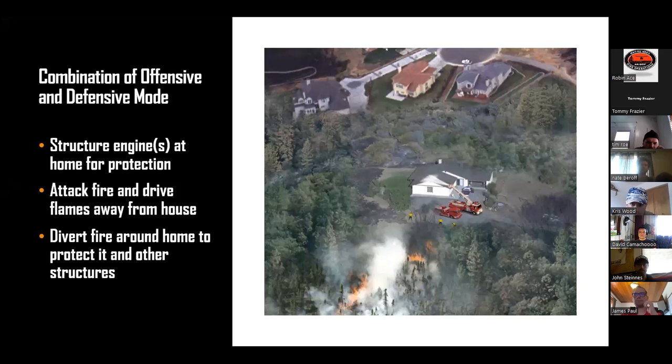So here's a little combination of both of them. The engine is protecting the home. They're putting water on top of the house. They've also put fire on the ground. If you can see, some of the ground is black, so they have burned some of the fuels that are closest to those homes so that the fire cannot pass that area. So they're kind of diverting it away from there. They're doing a combination of offensive and defensive.